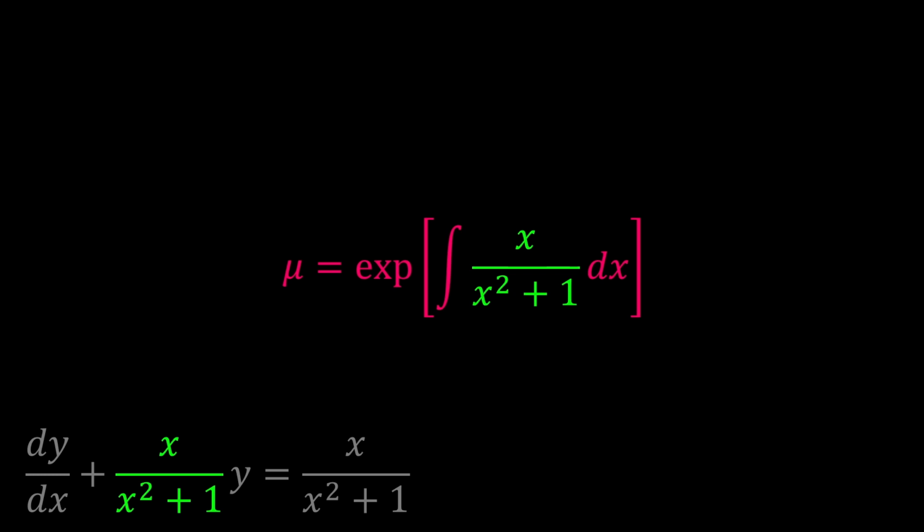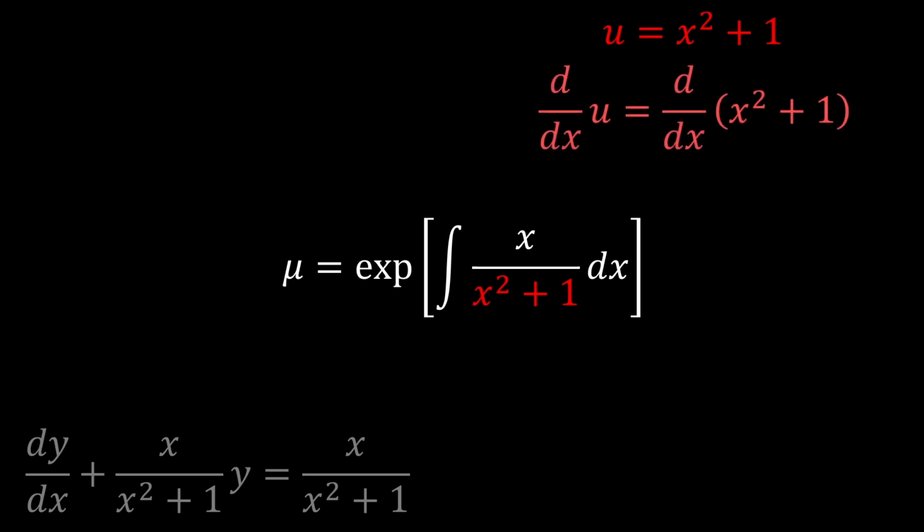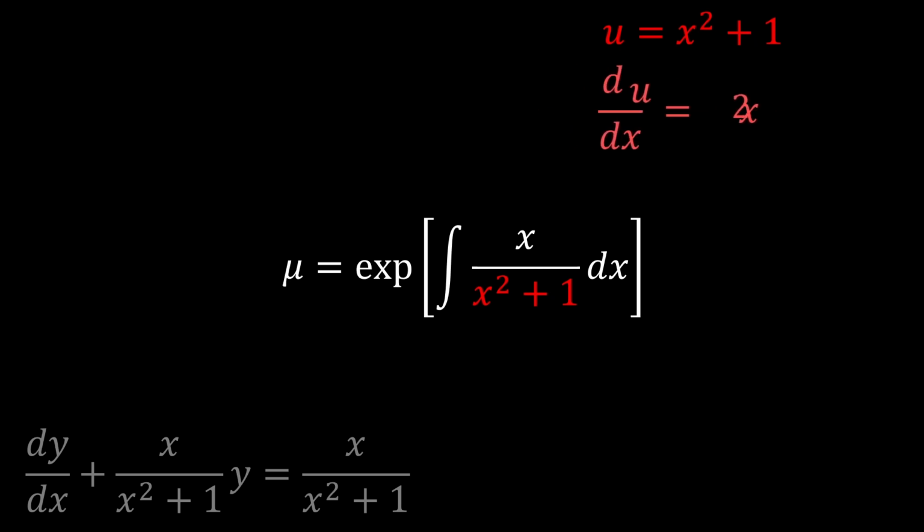In order to evaluate the integrating factor, it seems like we're going to have to obtain the antiderivative of x over x squared plus 1. We can't really think of an antiderivative right off the bat that we could apply over here, but it seems like we're going to use some kind of u substitution. So we're going to define u to be equal to x squared plus 1. Now we could take the derivative of both sides, and we see that du/dx is simply equal to 2x.